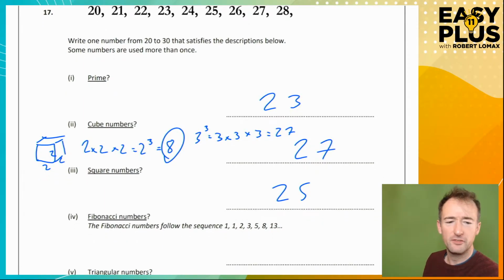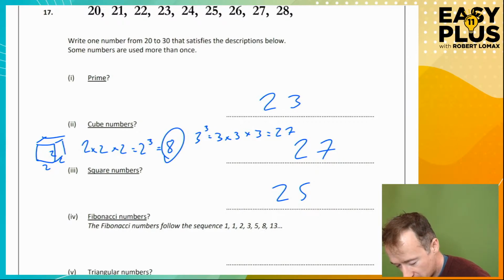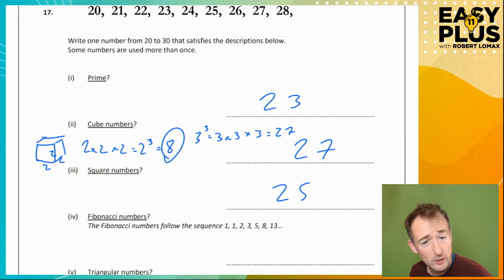Fibonacci numbers. Fibonacci, or Fibonacci, as we say in English. See how badly we can mispronounce it. Fibonacci numbers follow the sequence 1, 1, 2, 3, 5, 8, 13. What is the sequence there? You may have studied this, but you can probably work it out from looking at them. At each stage, we're adding together the 2 previous results.